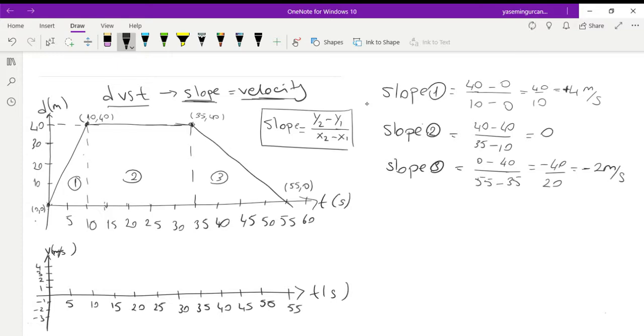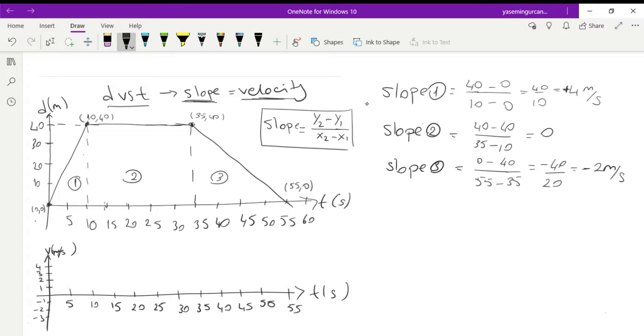Here, minus means your object moved in the backwards direction in region 3, which makes sense, right? Because it was at the original position, the origin, where it started its motion. It went farther away by 40 meters, stayed there for a while, and then went back to the original position. To be able to do that, it has to move in the backwards direction, the opposite direction, in this third region. So you have positive velocity, which is forward, then stationary, then backward motion. These are the velocities of this object in these three different regions.